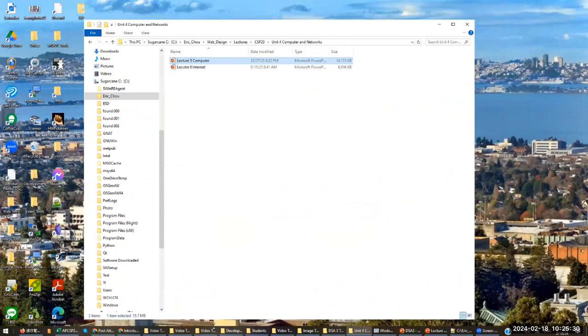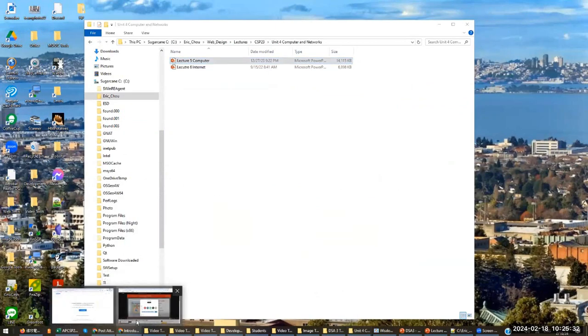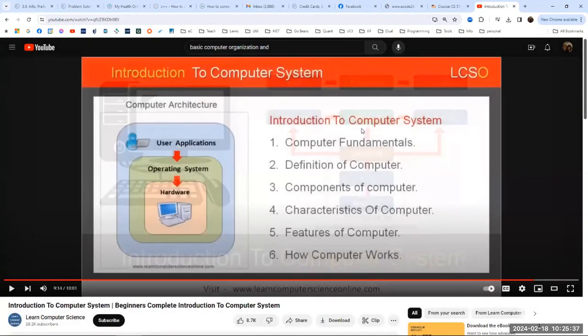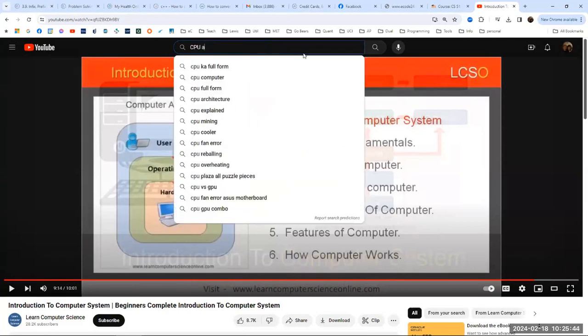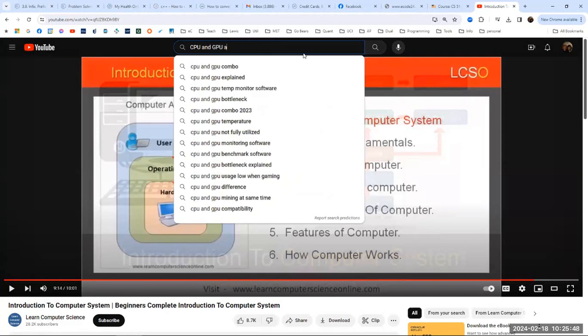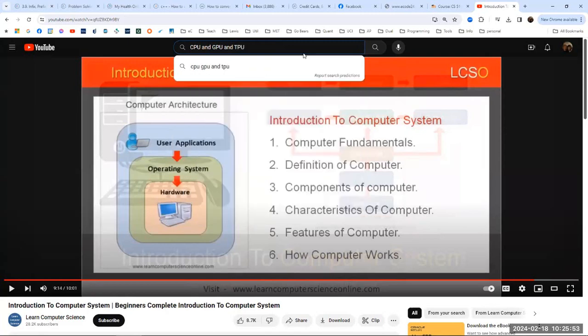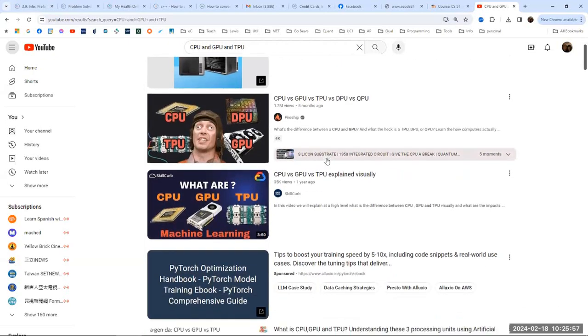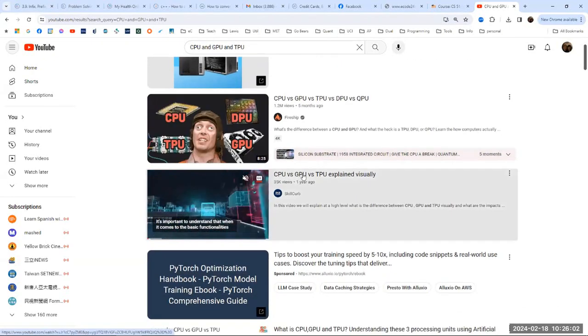Okay, this one shows you what the CPU is and how it works and how the computer system works. Okay. Next one, let's look at another one called CPU and TPU and GPU. These are different processors on computer. Let me see. I'm not sure this is good or not, but let's try this one.